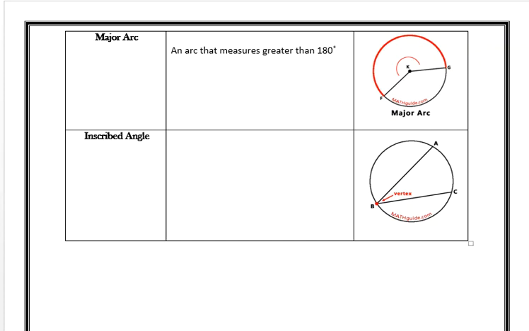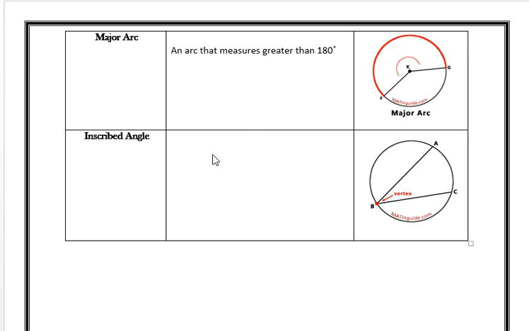So there's the definition. Here's a quick question for you. Think about this: can you have an arc that's greater than 360 degrees? The answer, of course, is no, because a circle only has 360 degrees. So it's impossible to have an arc greater than 360 degrees. So let's get back to the notes and finish that up.